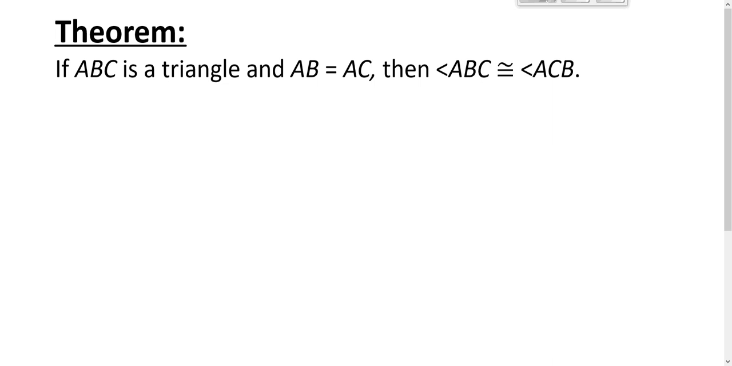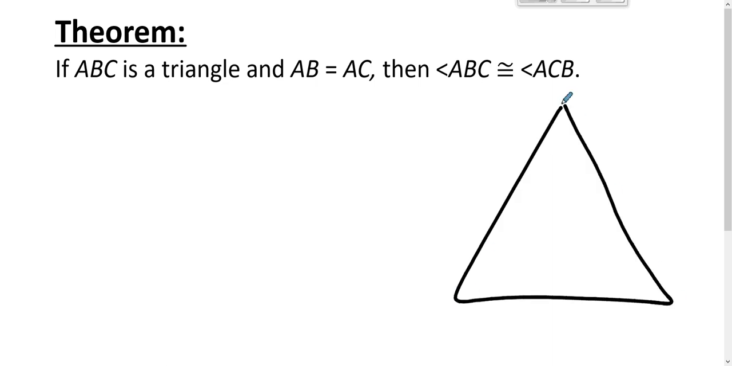So I'll give us a quick proof here that explains how we use this. We're going to assume that ABC is a triangle, and we're going to assume that AB is congruent to AC, and we're going to prove that angle ABC is congruent to angle ACB, and we're going to do this in two ways.